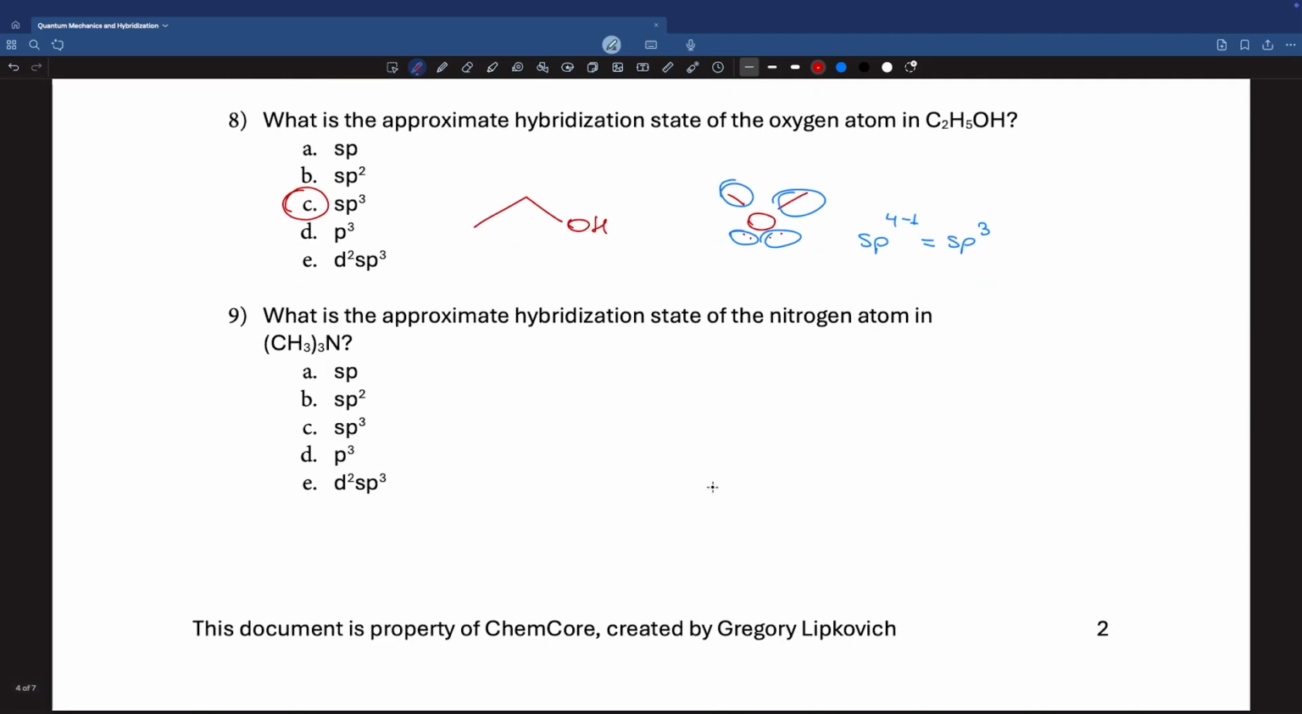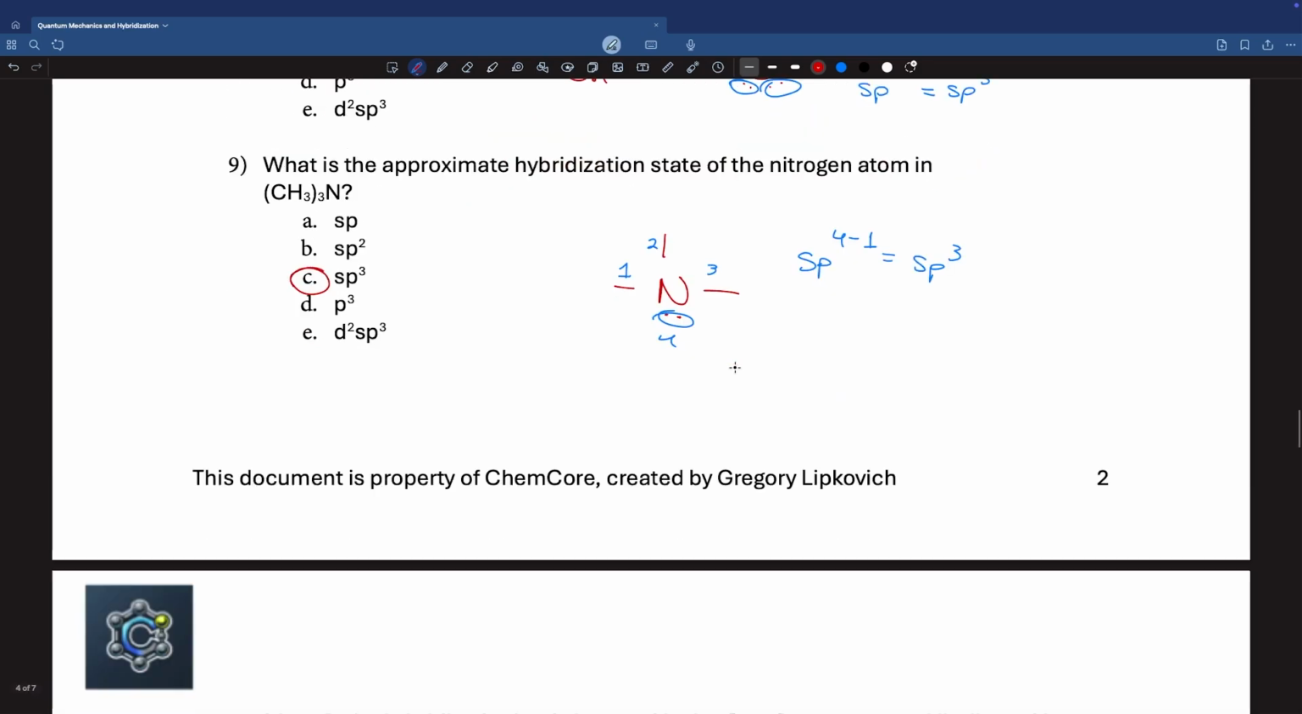And the next question, what is the approximate hybridization state of the nitrogen atom? Well, let's maybe draw it out. So we have 3 methyls attached to nitrogen, and nitrogen will have a lone pair. Remember our honk mnemonic. And so if we count how many regions we have, 1, 2, 3, and then 4. Once again, we have 4 regions. And so it's sp to the power of 4 minus 1. So it is approximately sp3 hybridized. Again, not exactly like carbon, but almost very similar to carbon.